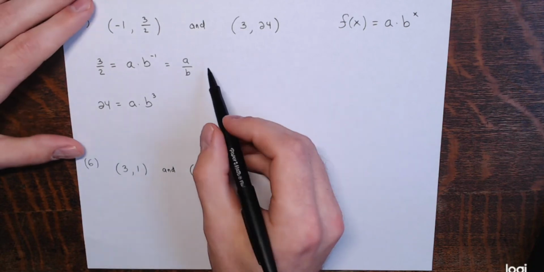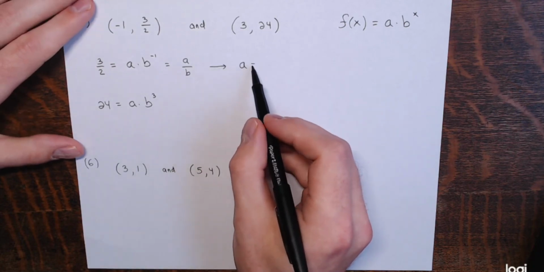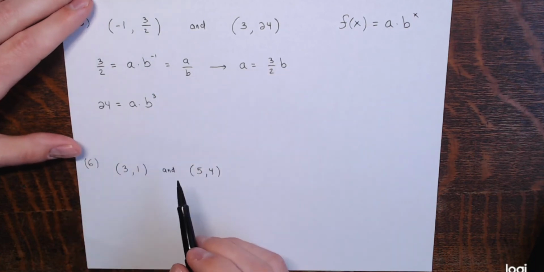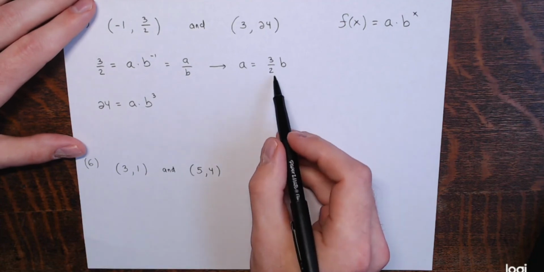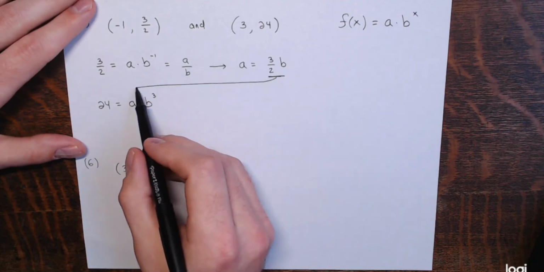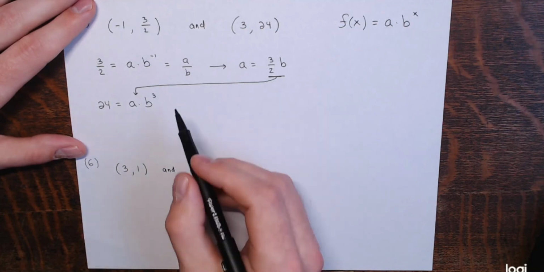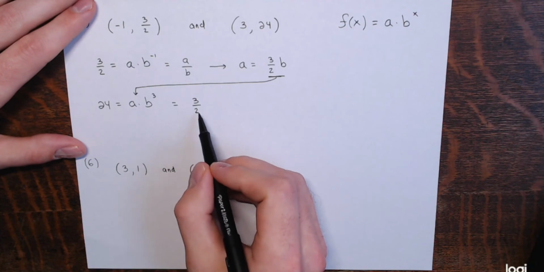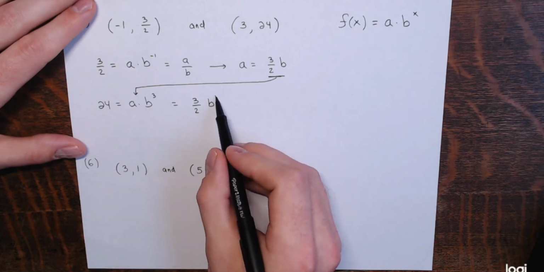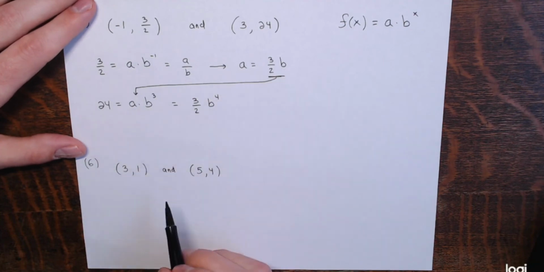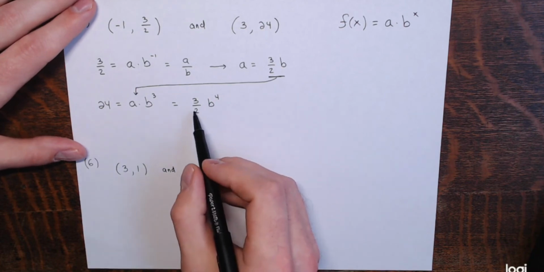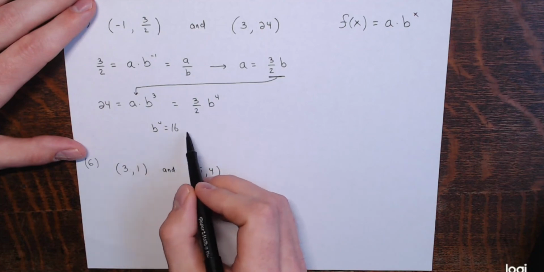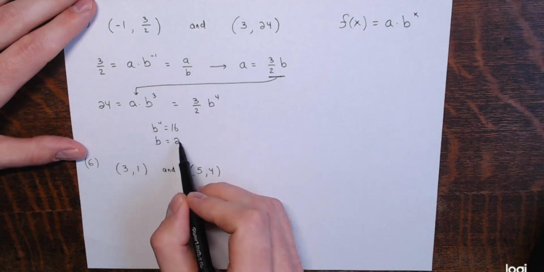Alright, so from this equation we see that a is 3 halves times b, if I multiply both sides by b. And then I'll substitute this for a in the other equation. So now we have 24 equals 3 halves times b to the 4th, because you have b cubed there, times b. I would multiply both sides by 2/3, giving me b to the 4th equals 16. So b must be equal to 2. Right.